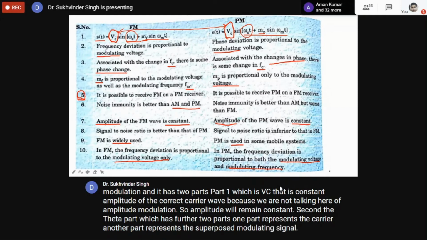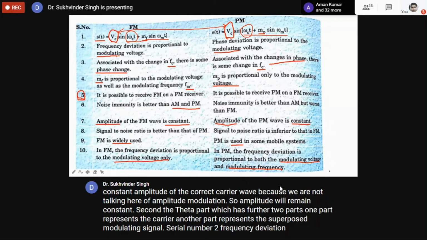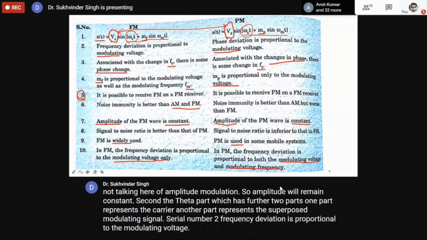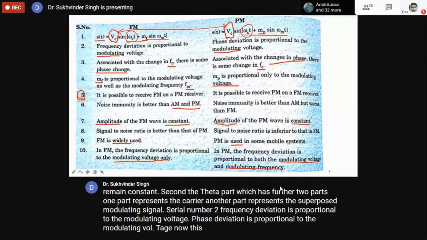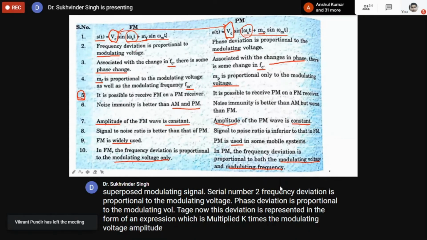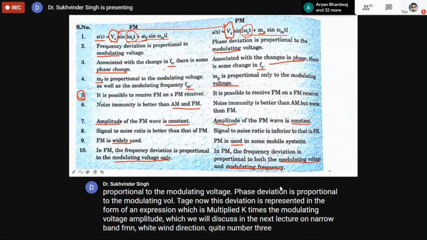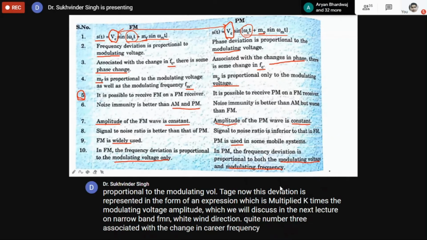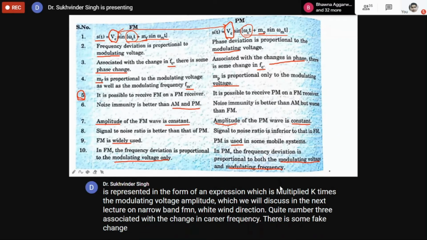Serial number 2, frequency deviation is proportional to the modulating voltage. Phase deviation is proportional to the modulating voltage. Now this deviation is represented in the form of an expression which is multiplied by k times the modulating voltage amplitude, which we will discuss in the next lecture on narrowband FM and wideband FM. Point number 3, associated with the change in carrier frequency, there is some phase change. Associated with the change in phase, there is some change in frequency.